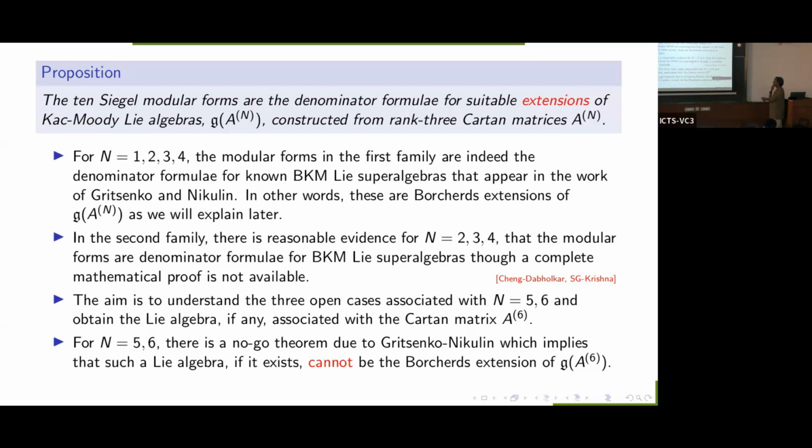So there is reasonable evidence for n equal to 2, 3, and 4. But now the open cases are n equal to 5 and 6 in CHL, the second family, and n equal to 6 in the other family. So there are three examples for which it's not a Borcherds extension. And in this talk, I'll tell you what it is not, at least.